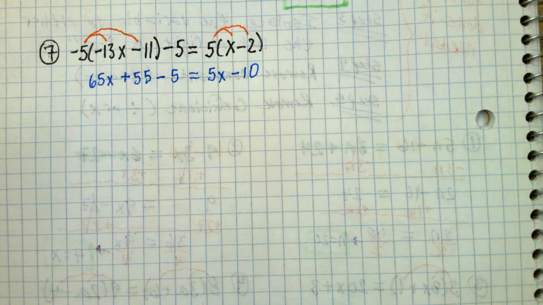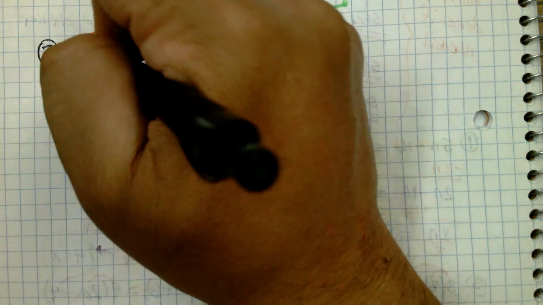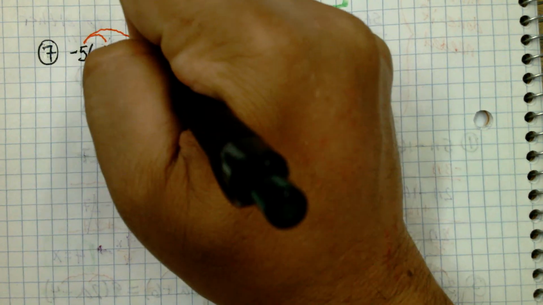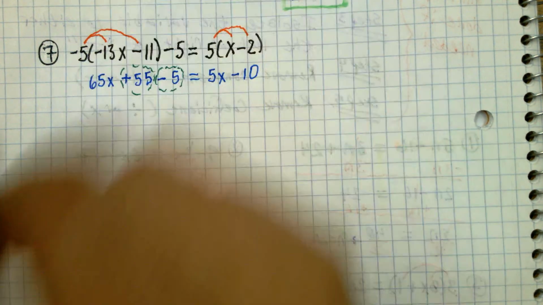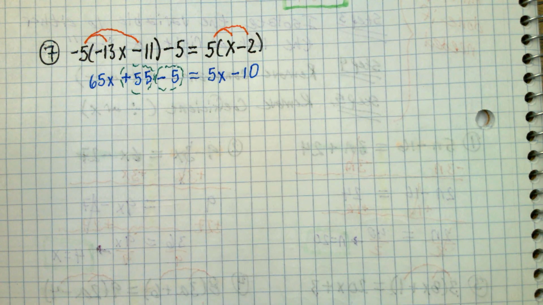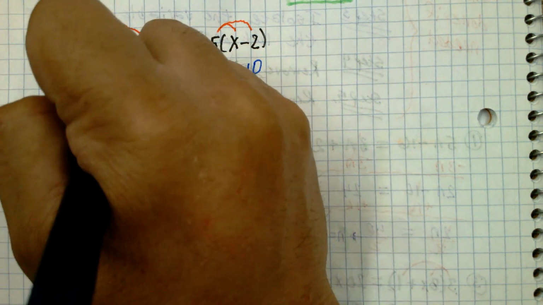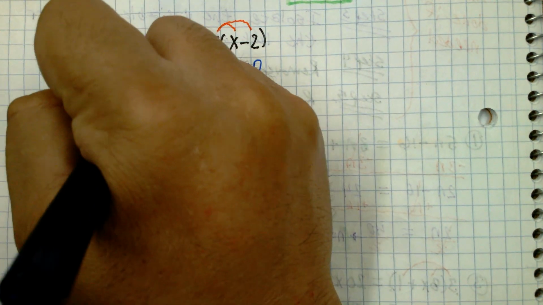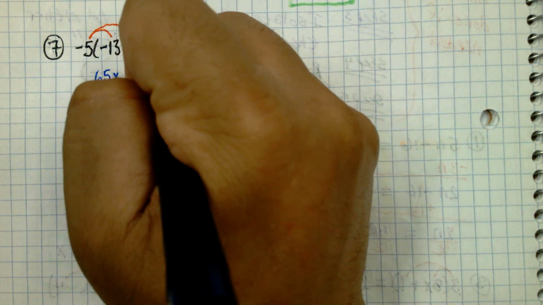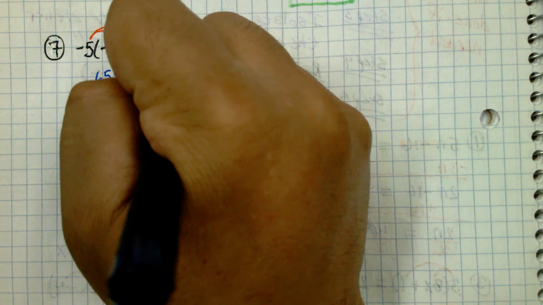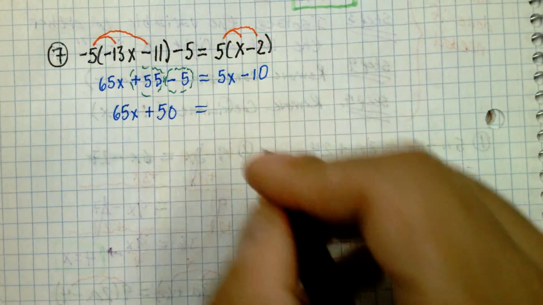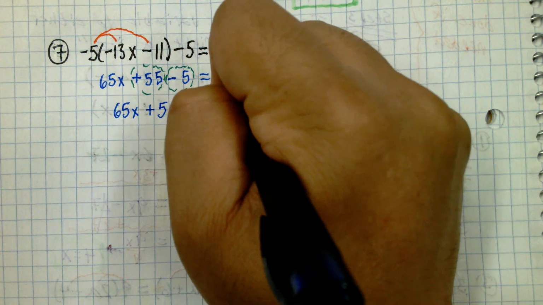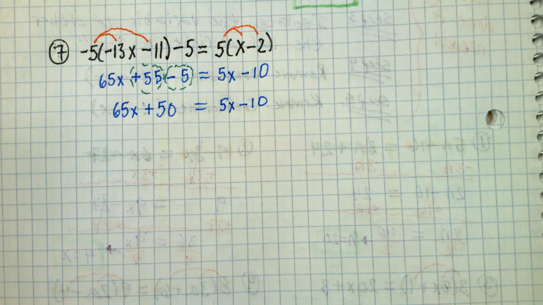Ariane asked, what do we do with that minus 5? Well, at this point, do you see that we can combine them? Yeah. I got 55 positive and negative 5. So if I have 55 and I take away 5, I've got 50. So that's what I'm going to do. I'm going to combine those to get plus 50. So 65x, and then that's 50, so plus 50 since it's positive, equals 5x minus 10, because I can't do anything with those two terms.